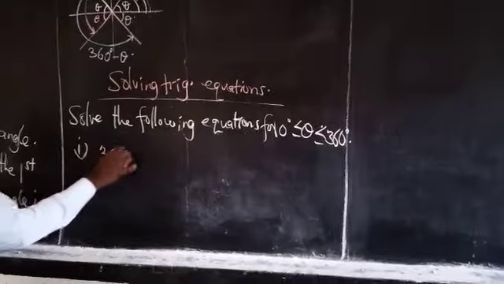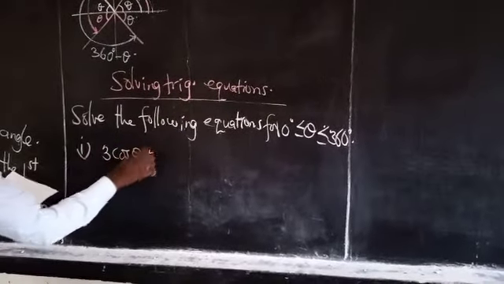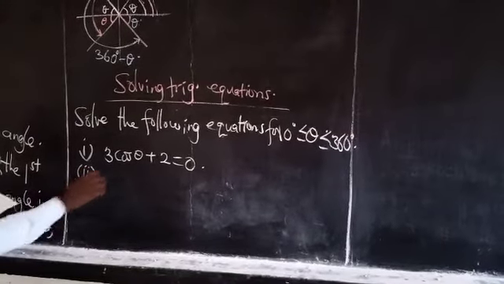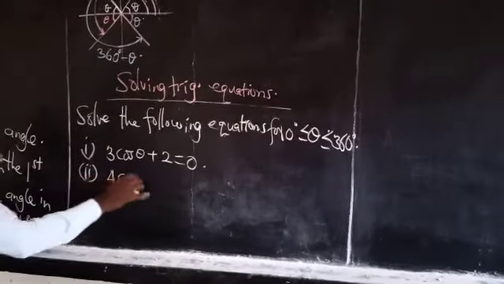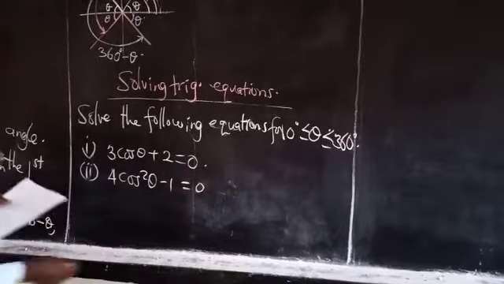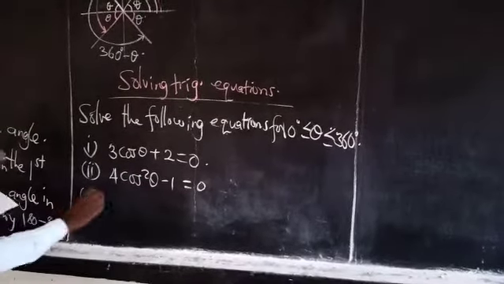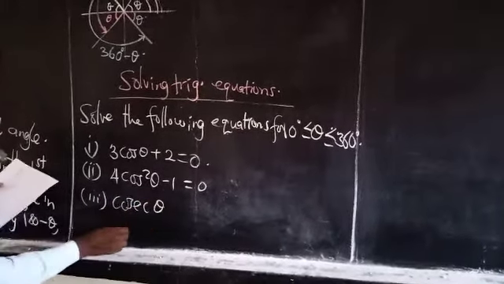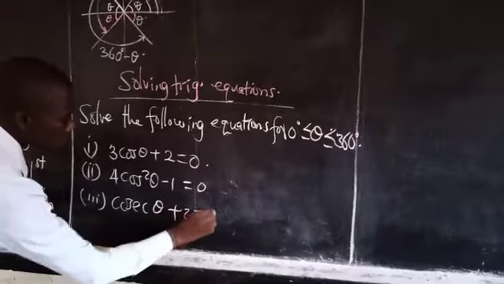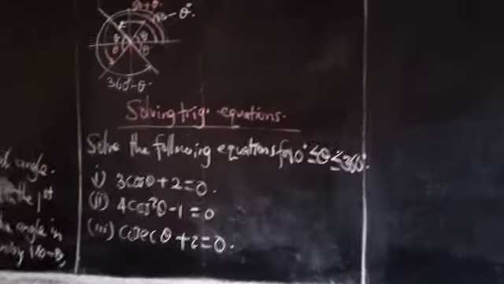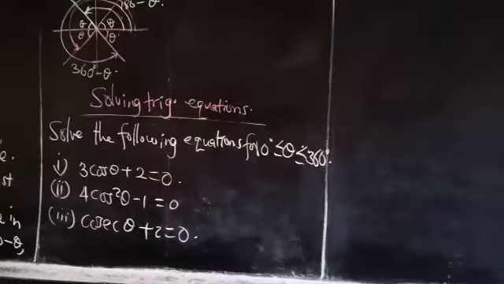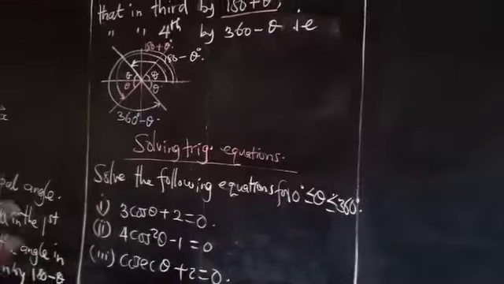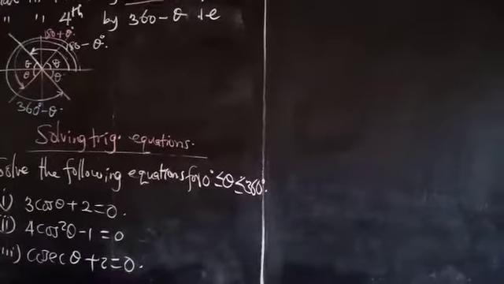One, 3 cos theta plus 2 equals 0. We shall have 4 cos squared theta minus 1 equals 0. We shall have cosec theta plus 2 equals 0. We can solve these ones, and then after solving them, we can convince ourselves that we are now good to go on the journey with trigonometry.